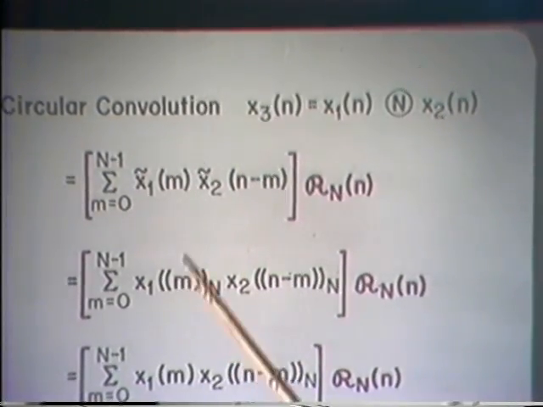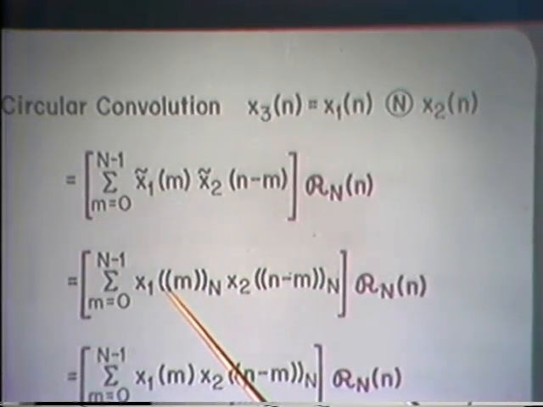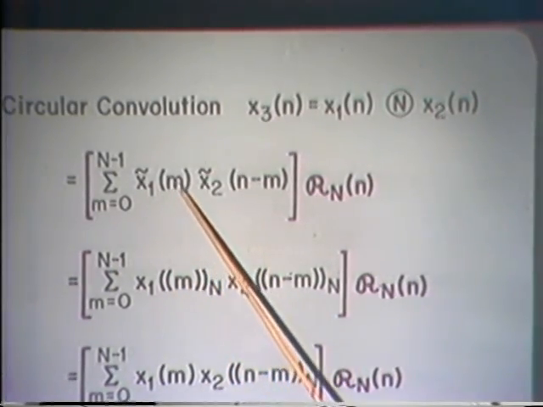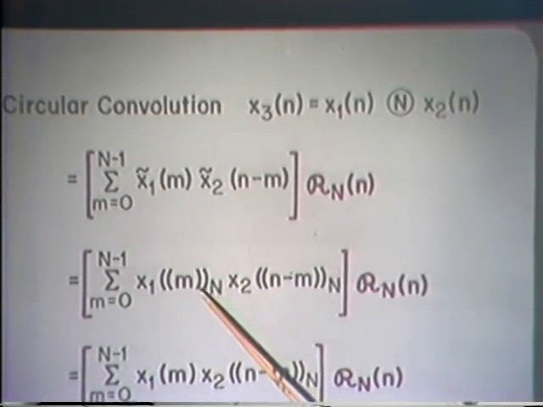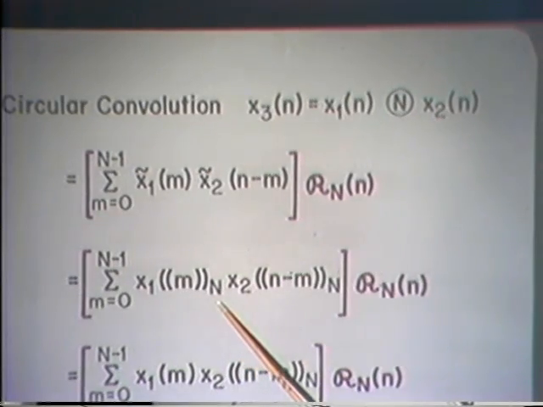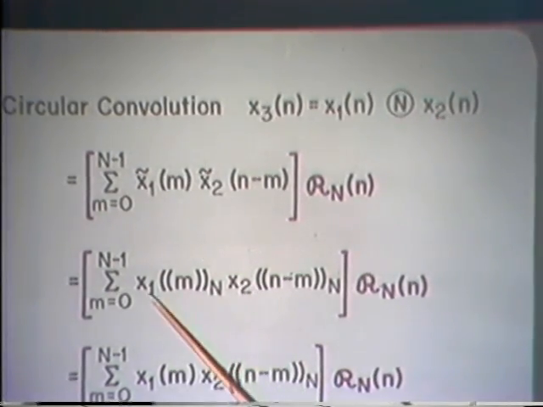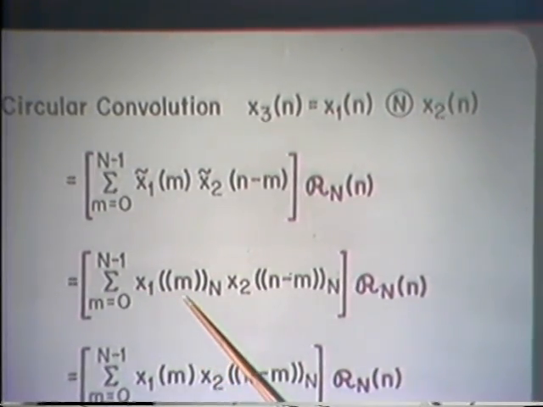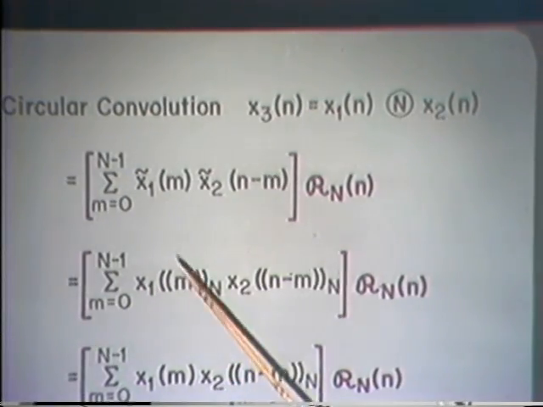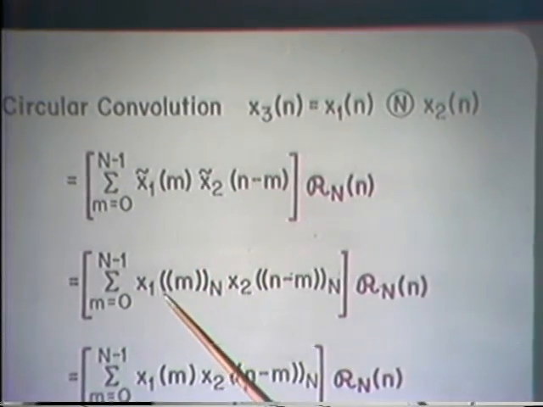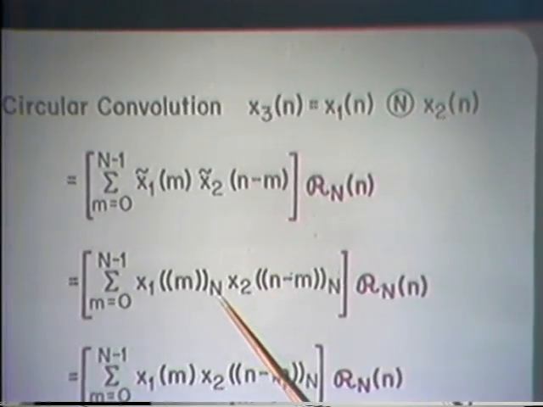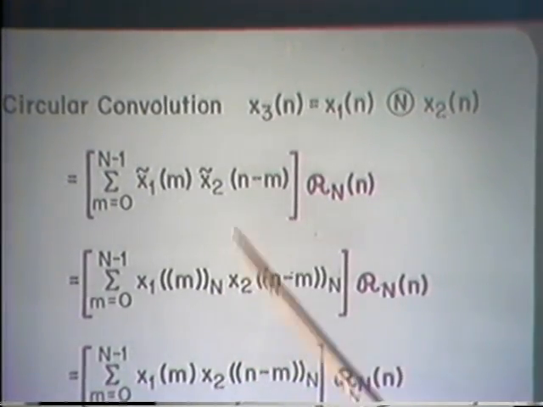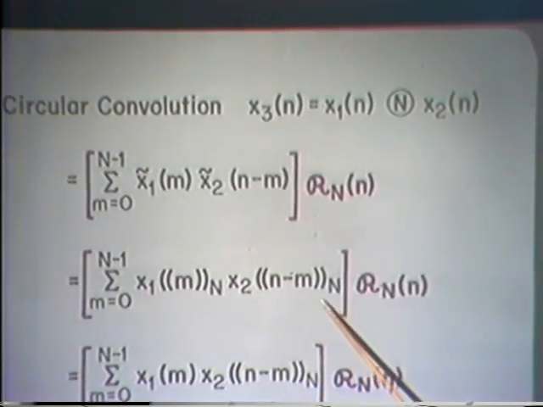Notationally, I sometimes rewrote this in a slightly different way, where the periodic sequence, x1 tilde of m, could also be written with a modular notation, a double parentheses and a subscript capital N, indicating that x1 tilde of m is generated from x1 of m by simply taking this argument modulo capital N. So this is an alternative way of writing this.